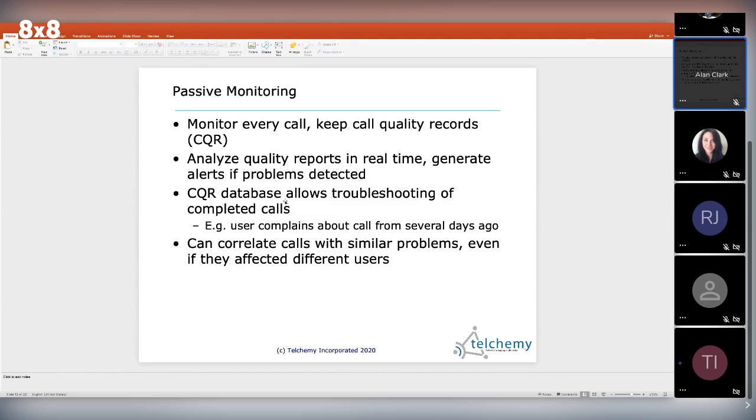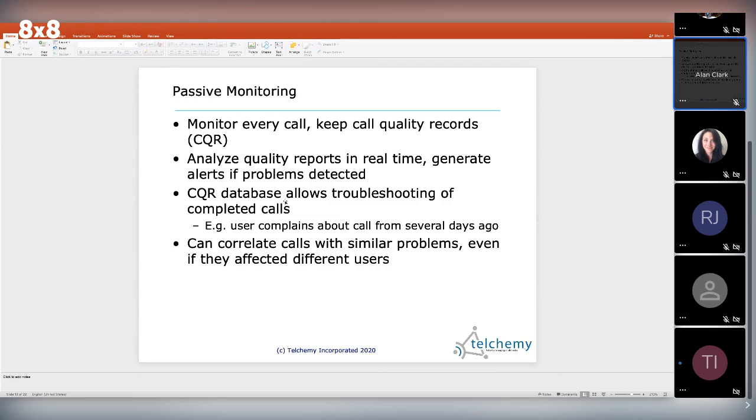So you monitor every call, and you keep a record of the data that you got. We sometimes call that a call quality record. We put it in a database, and then we can analyze it. Those call quality records can be analyzed in real time. Literally, as the report arrives from the network, from the device or from a probe, you can threshold it, and if it indicates there are problems, you can generate an alert immediately. These reports are typically sent at the end of a call from the device or a probe, so you know within seconds of a call ending that the call had issues.